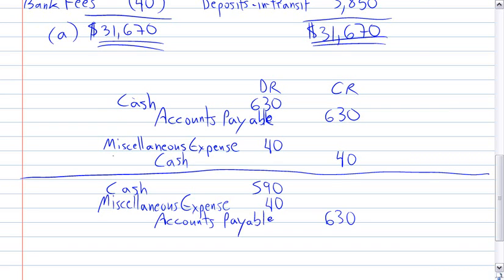Okay, and either of those approaches, either these two or this one, would give us the correct reconciled cash balance. Okay, well that was a lot of fun.